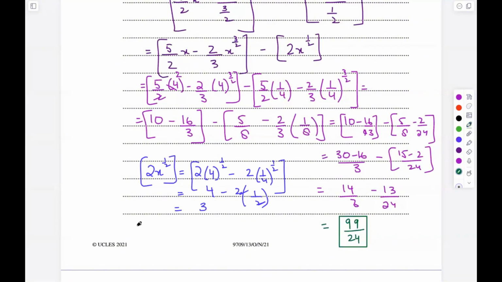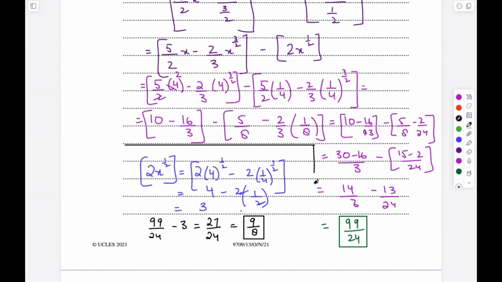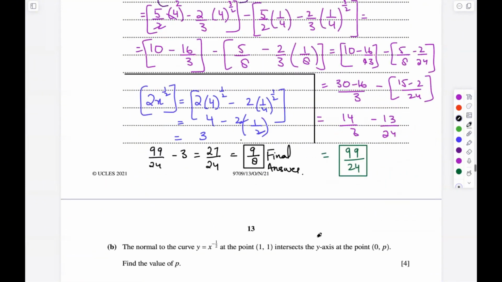So we can write the final answer as 99/24 minus 3. This will become 99 minus 72, as 24 times 3 is 72, which equals 27/24. We can simplify this answer to write it as 9/8 for the area between the two curves. We can make a line separating the area we found for the first curve and the second curve, and the final answer will be 9/8.